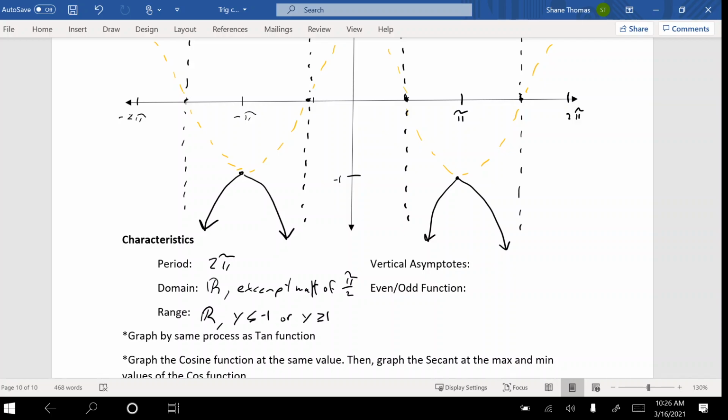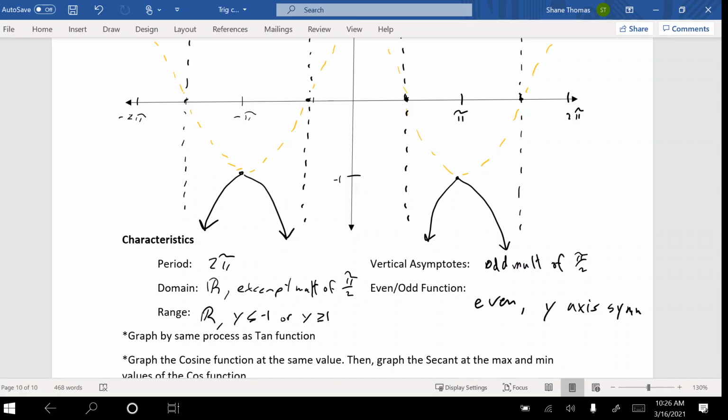Okay, vertical asymptotes at, we're going to call odd multiples of pi over 2. I'm going to say odd because it'd be pi over 2, 3 pi over 2, 5 pi over 2, and so on. All right, because 2 pi over 2 would still be a multiple, but that would just be pi. And then even or odd, this guy would be even because it has y-axis symmetry.